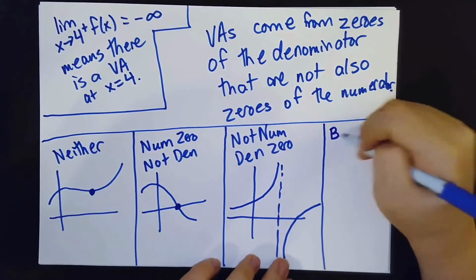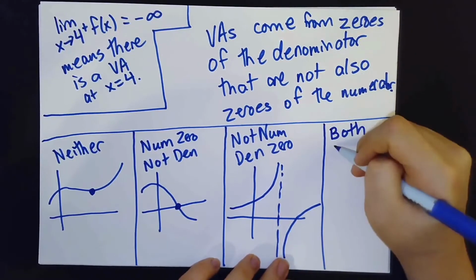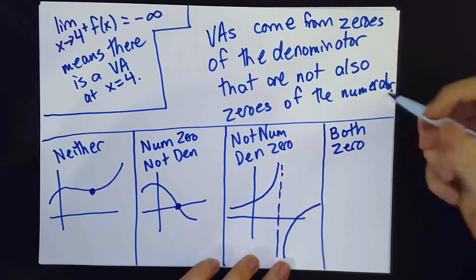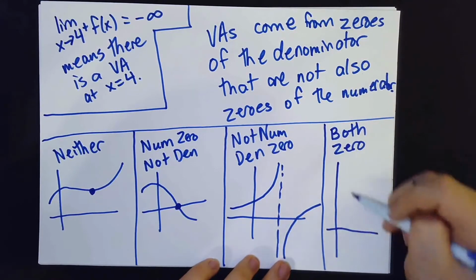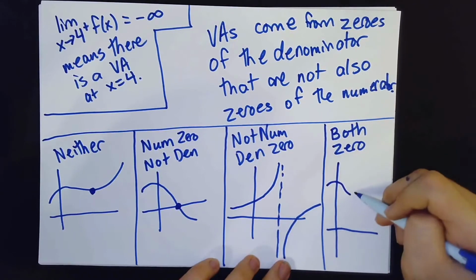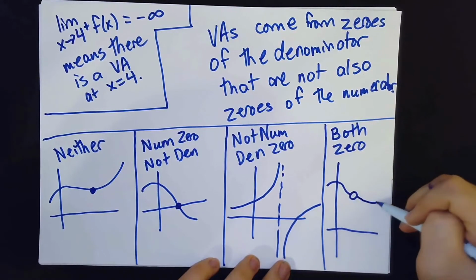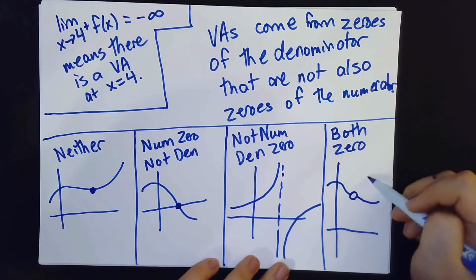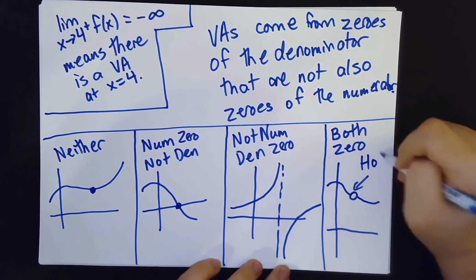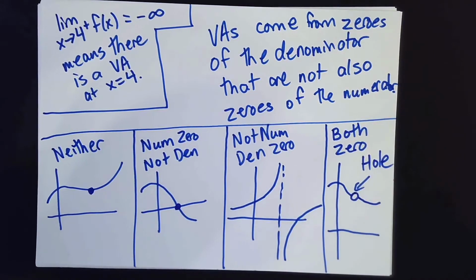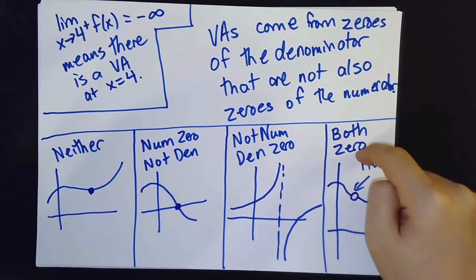And what about both being 0? This is where we end up getting a hole. So here we have some perfectly normal function minding its own business, but then we come across this spot where the function just randomly is undefined. And so these are the 4 combinations that we keep seeing.